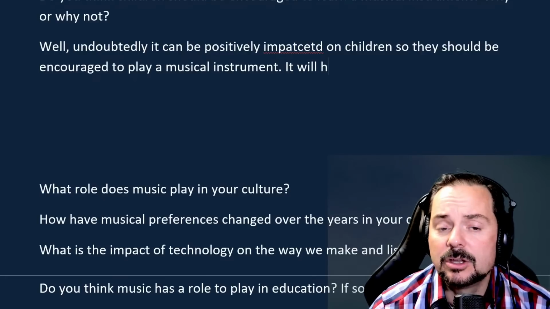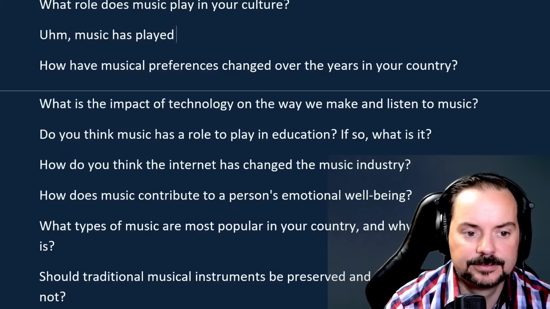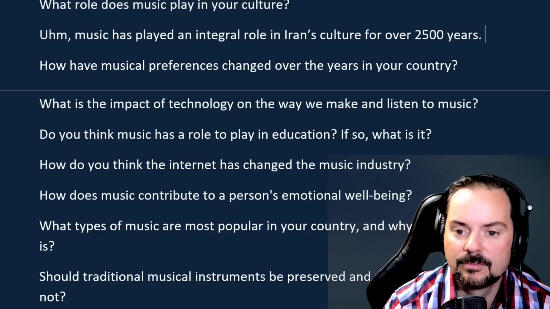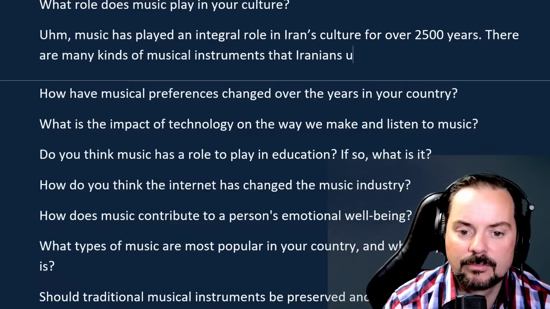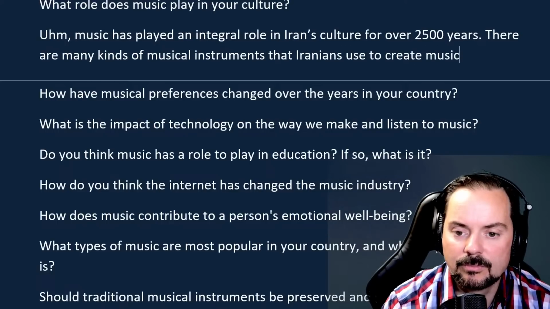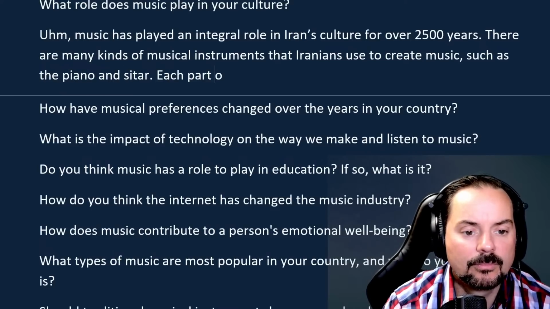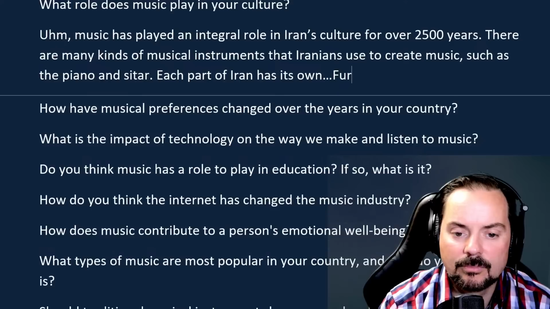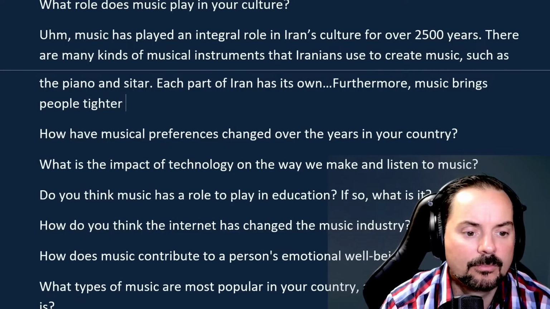What role does music play in your culture? Music has played an integral role in Iran's culture for about 2,500 years. And there are many different kinds of musical instruments that Iranians use to create music, such as piano, guitar, and setar, which is the traditional type of musical instrument in Iran. Each part of Iran has its own traditional music with diverse styles. Furthermore, music serves as a way to bring people together and express emotions in important events such as weddings and so on. Okay.